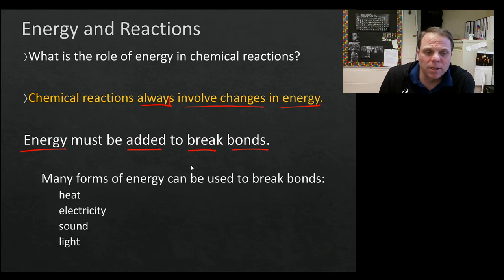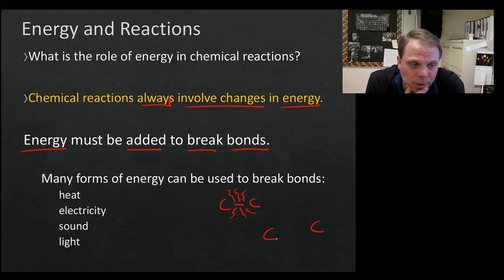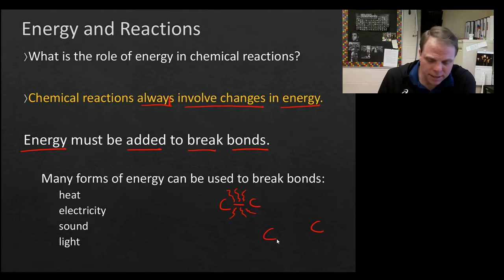Let's imagine a little carbon here, and carbon's with another carbon. And in order for these carbon bonds to break and have the carbons be their own little carbon pieces, then you have to put energy into that. Once you put energy into that bond, then you could have, boom, it could break, and you could have these two carbons flying around separately on their own. Okay, most forms of energy can be used to break bonds. Let's talk about a few of them.